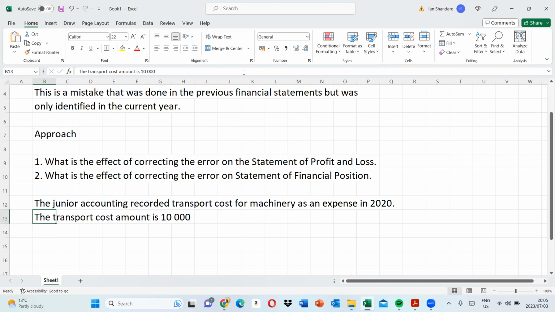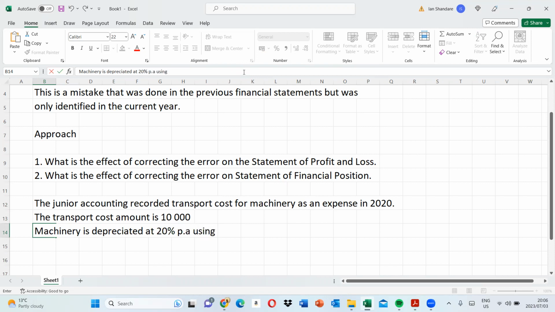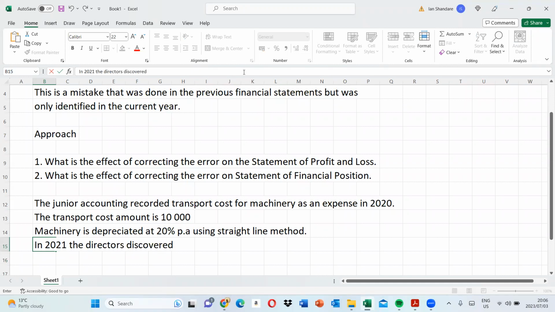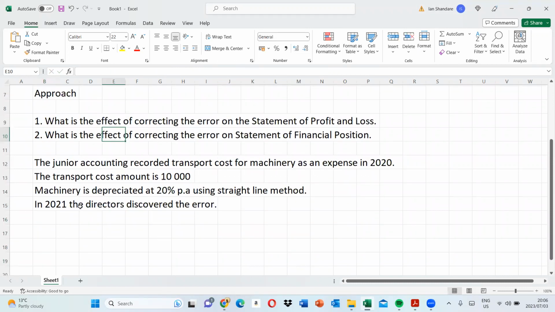All right, the transport cost amount is 10,000, and then machinery is depreciated at 20% per annum using the straight line method. Just as a small example. Now, in 2021, the directors discovered the error. Now I want to show you guys what the approach is.